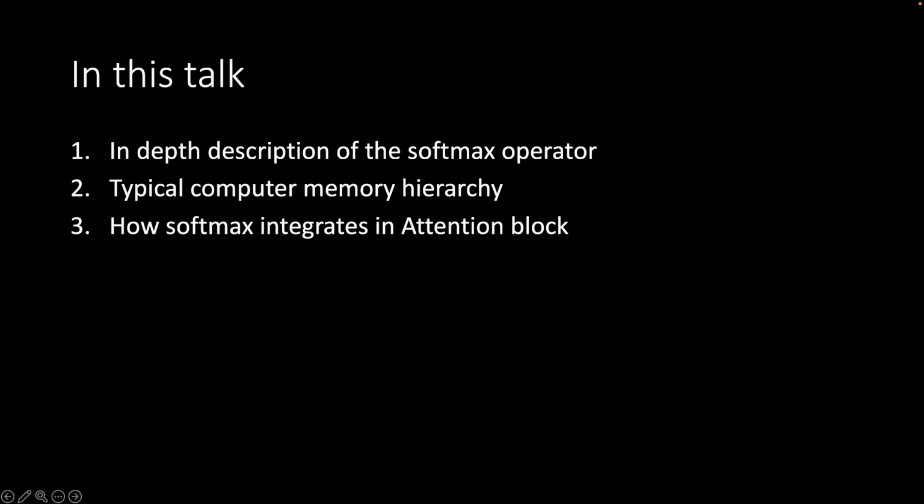So in order to understand how flash attention is improving performance, we need to fuse insights from three domains. The first domain is the softmax operator. Softmax operator is a popular operator in deep learning frameworks, and we'll have to fully understand how it's constructed in order to understand how we get to improve performance through flash attention implementation. The second thing we need to understand is computer memory hierarchies and how they work. And the third insight is the attention block and how the softmax operator integrates inside it.